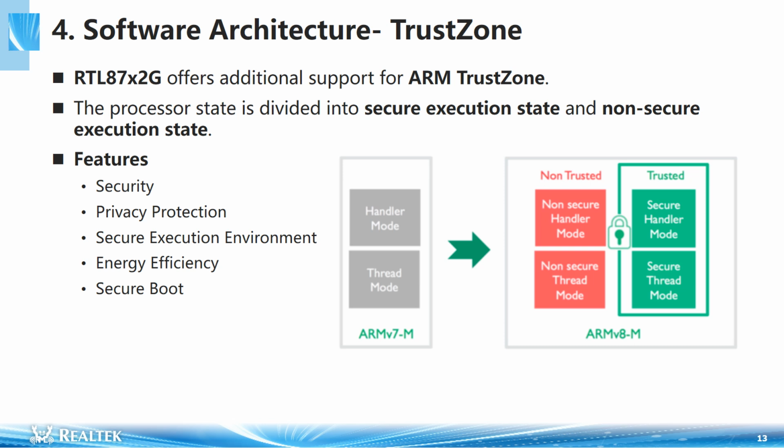2. Privacy protection. TrustZone ensures that sensitive data and user privacy are protected from unauthorized access. 3. Secure execution environment. TrustZone provides a trusted execution environment to ensure software security and integrity, preventing malicious software tampering and destruction. 4. Energy efficiency. TrustZone technology can effectively manage the use of system resources, improving system energy efficiency and performance. 5. Secure boot. TrustZone ensures that the system is not susceptible to attacks by malicious software during the boot process, guaranteeing system security and reliability.